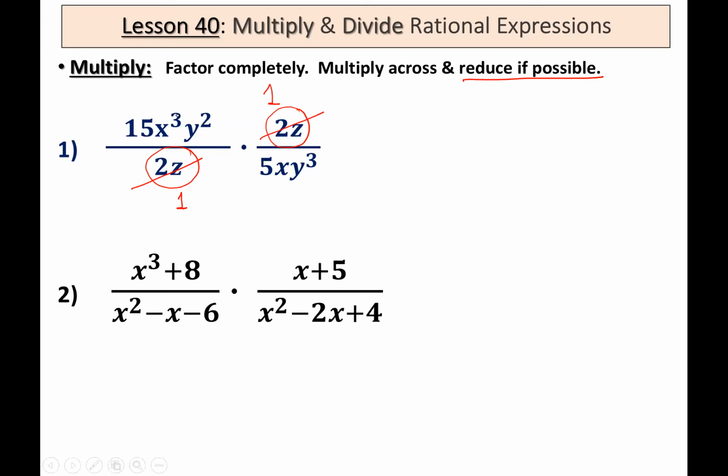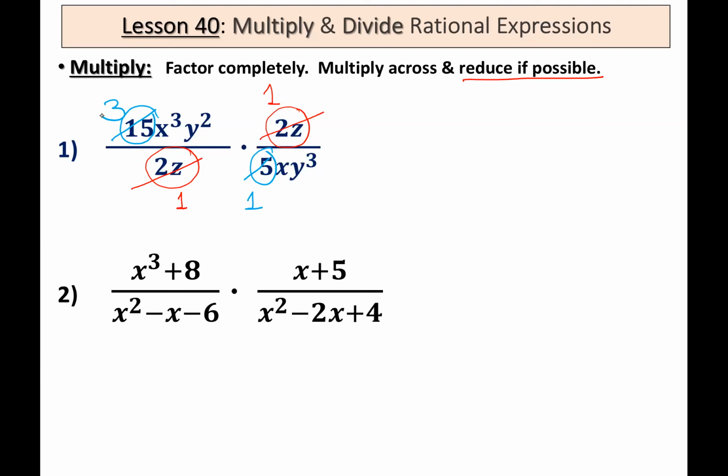So let's look at the other terms that we have. We have a 15x to the third y squared, and then we have 5xy to the third in the denominator. We can actually do some reducing here as well. Now, those terms are not exactly the same, but there are some common factors. Let's start with the 15 in the numerator and the 5 in the denominator. We can reduce by dividing both of those by 5. So 5 divided by 5 just becomes 1 down here in the denominator of the second fraction. And then 15 divided by 5, that becomes 3. So essentially we're reducing 15 divided by 5, and that becomes 3 over 1, or just 3 in the numerator.